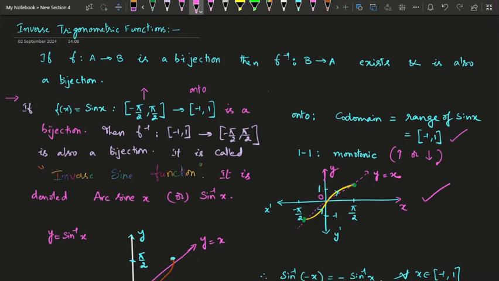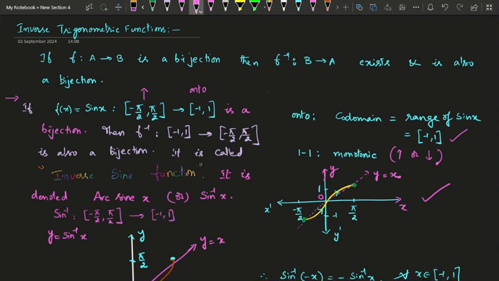Now its inverse is defined as the closed interval minus 1 comma 1 to the closed interval minus pi by 2 comma pi by 2. Obviously it exists and is also a bijective function. It is called the inverse sine function or arc sine of x. It is denoted by arcsin x or sin inverse of x. So here sin inverse maps from the closed interval minus 1 comma 1 to the closed interval minus pi by 2 comma pi by 2.